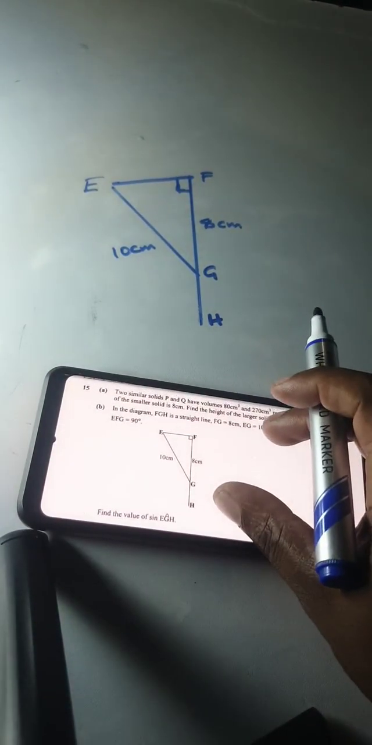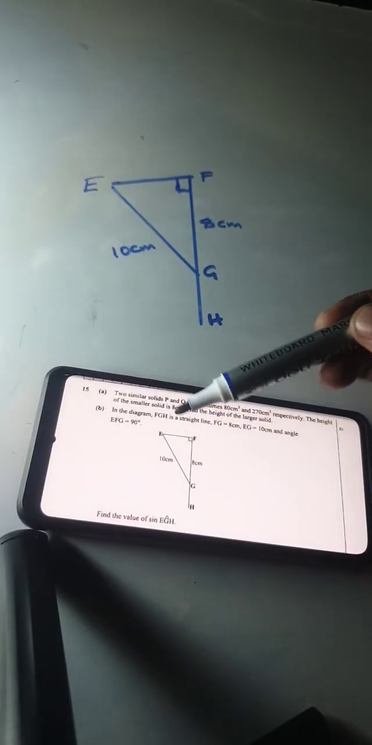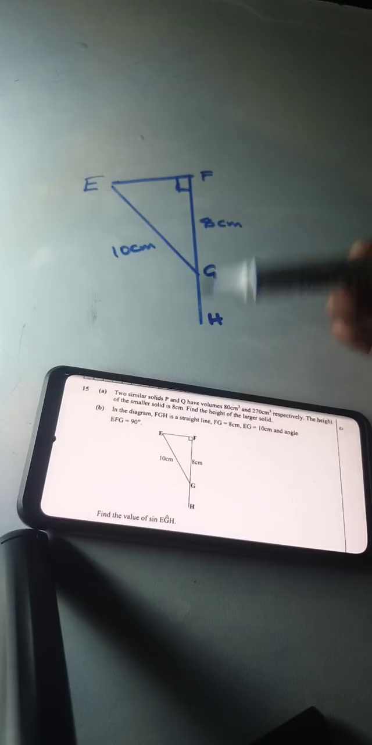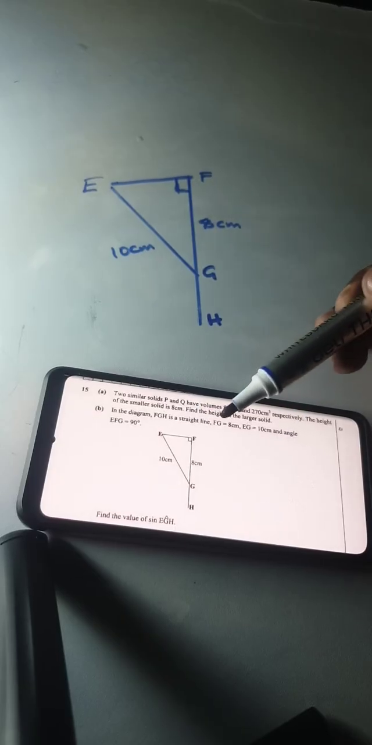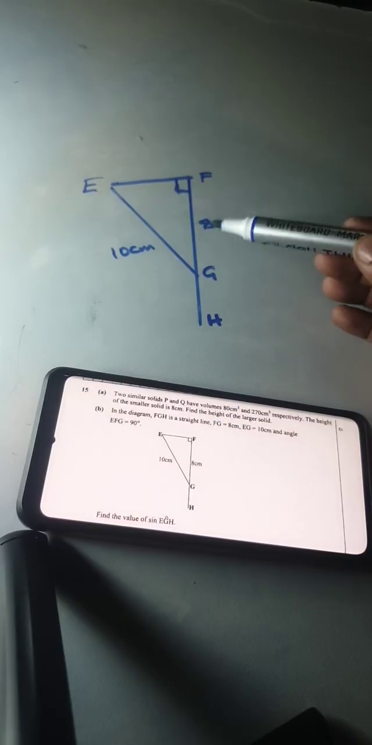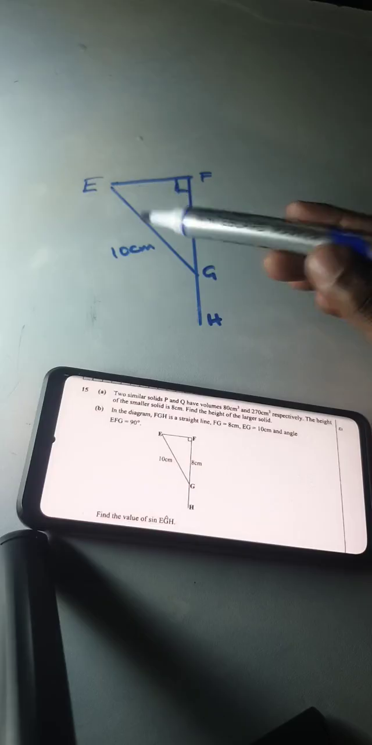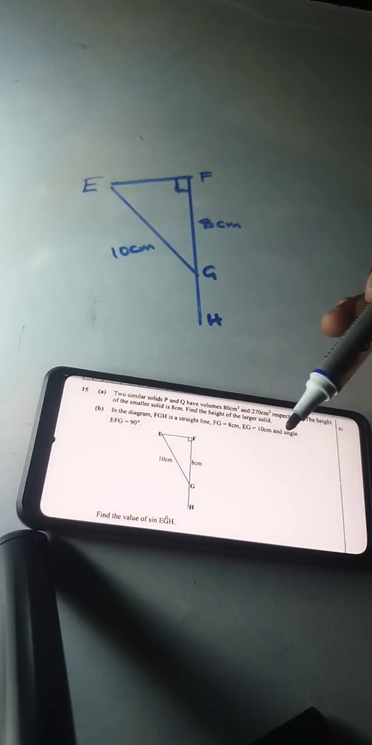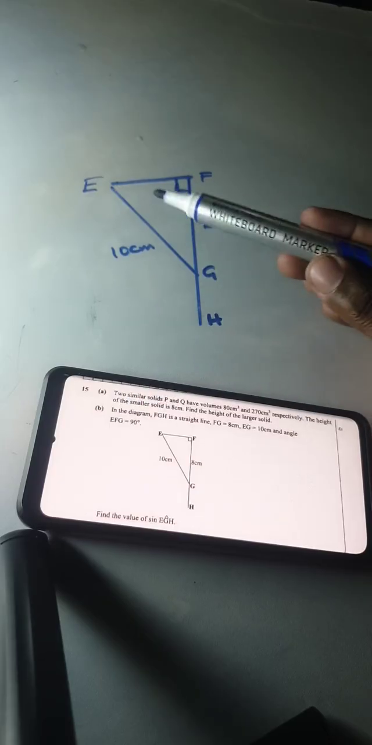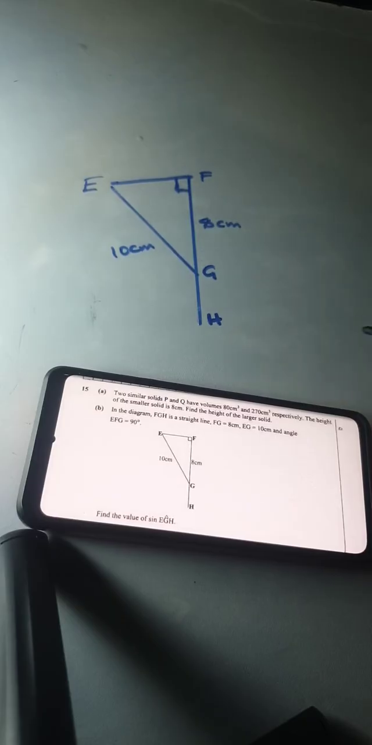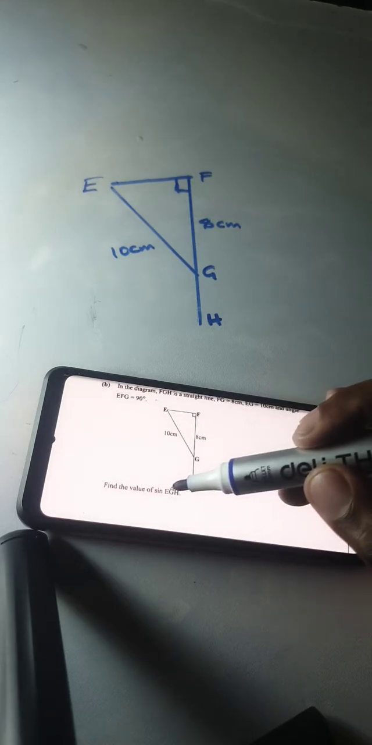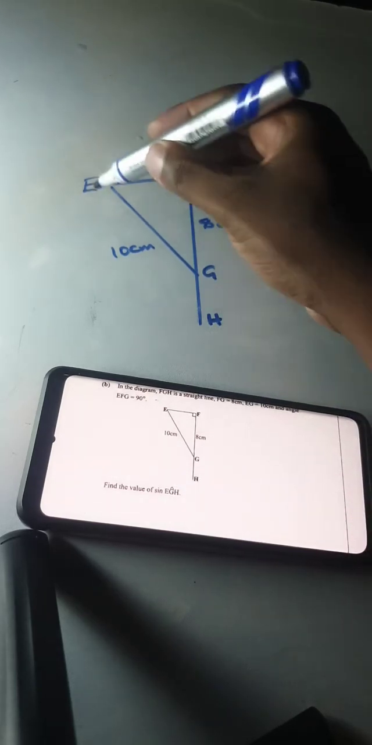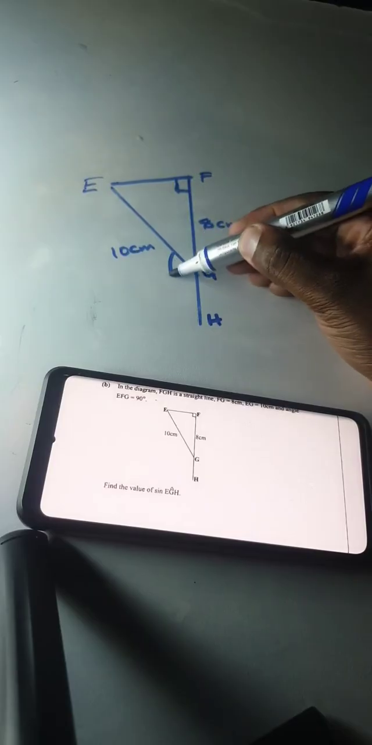So, zoom. They're saying that in the diagram, FGH is a straight line. FG is 8 centimeter. EG is 10 centimeter. And angle EFG is 90 degrees. Saying find the value of sine EGH. So it's this angle.